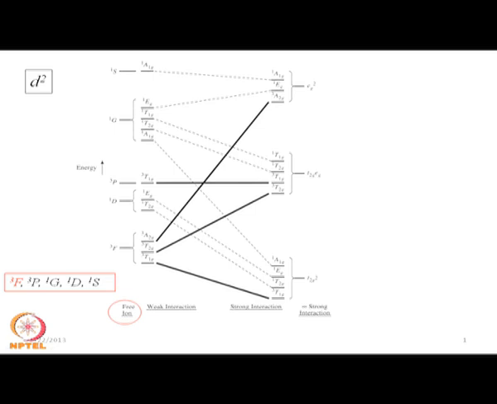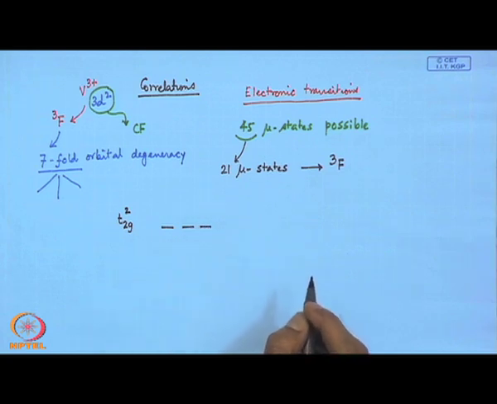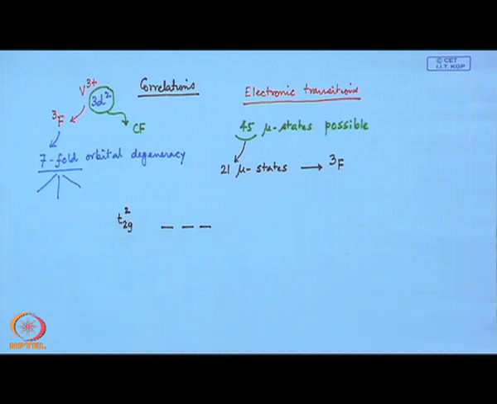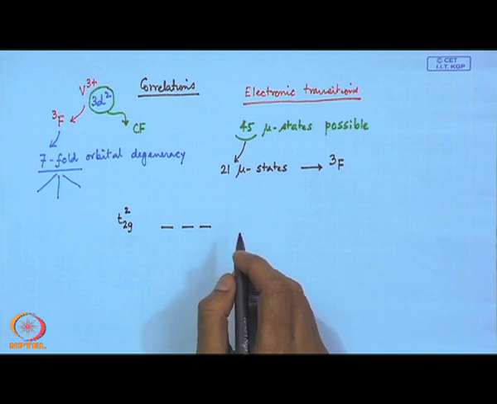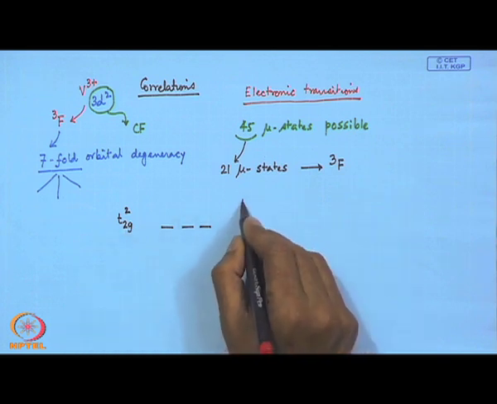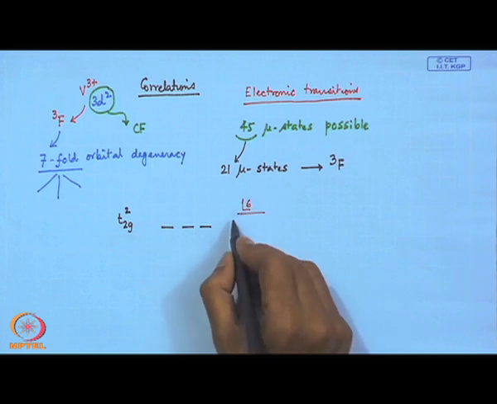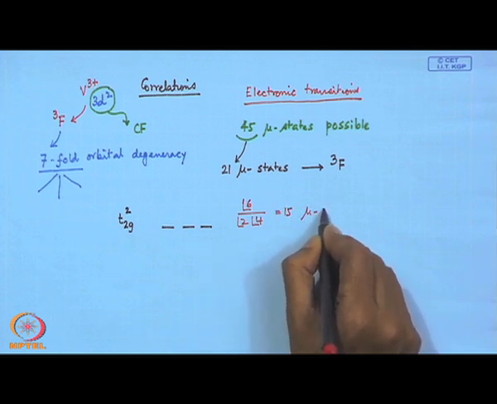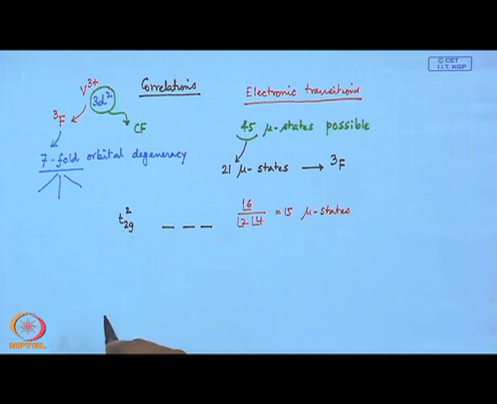So, if we have the T2G level, which is T2G2, and we all know that in the T2G case we have the 3 orbitals possible. So, when we have 2 electrons in this T2G level, the first electron can choose any of the 3 T2G orbitals with the spin up. So, altogether we have 6 such orbitals available. So, factorial 6 by factorial 2 by factorial 4, altogether 15 microstates possible for this T2G2 configuration.